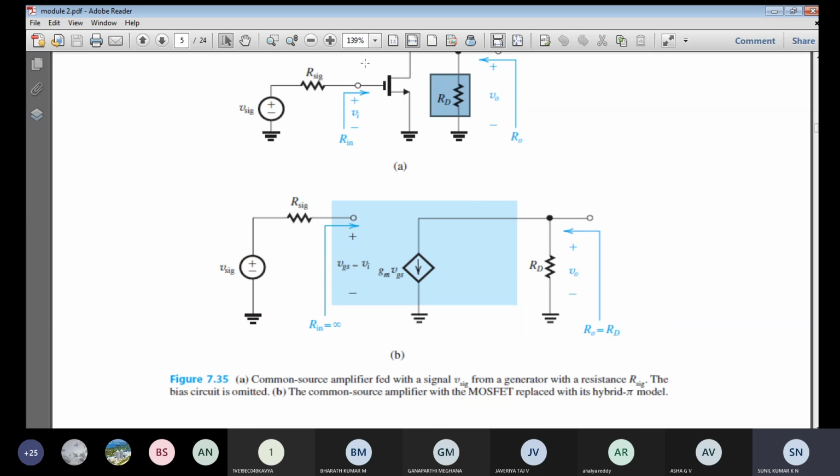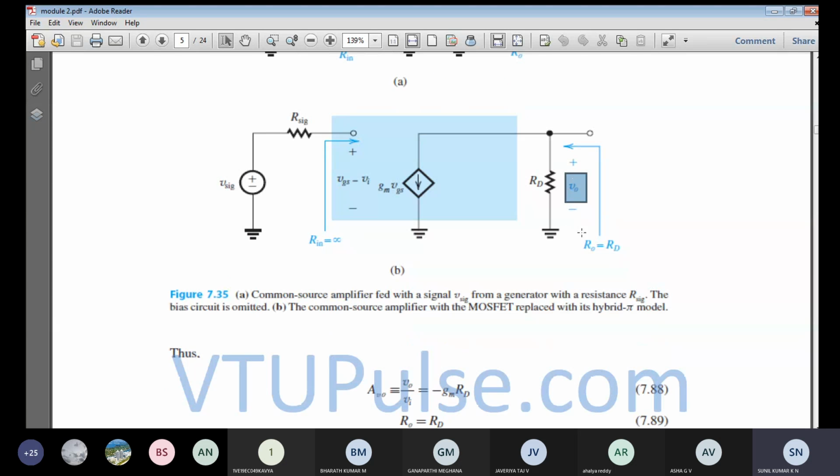And the same thing, the MOSFET has been replaced with its corresponding equivalent circuit model. So VGS will be equal to Vi, Vi will be equal to V signal, and hence R signal will be very less. And this is a controlled current source. So it is a voltage controlled current source. For a given input gate to source voltage, you are going to get a controlled current, that is equal to Gm times VGS. And finally, that is the current flowing, this is the voltage across resistance RD, and this is the output resistance R0 will be equal to RD.